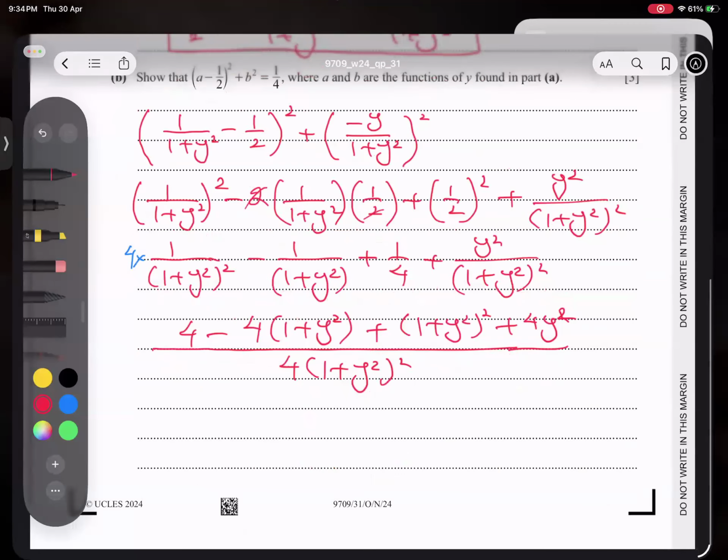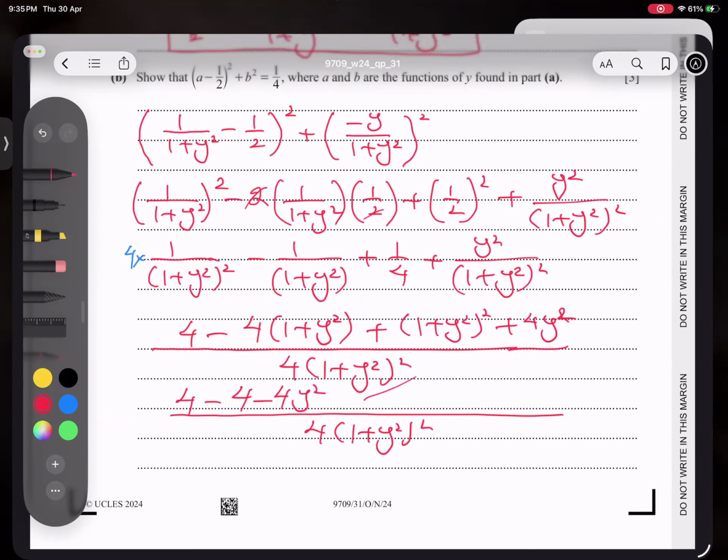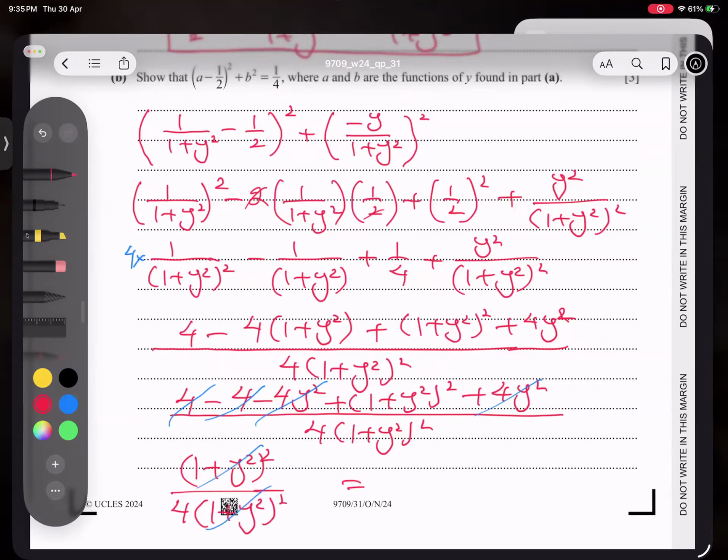Now, students, let's go further. The down part I'm leaving as it is. Open the bracket, I get 4 minus 4y square. Here the square, I think I'll leave it open. I just leave it as it is, no problem. And there's a 4y to power 2. So this cancels with this and this cancels with this. And we are getting 1 plus y to power 2 whole square over 4 times 1 plus y to power 2 whole square, and they cancel out. And we got 1 over 4, proved.